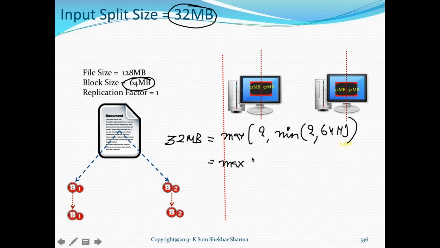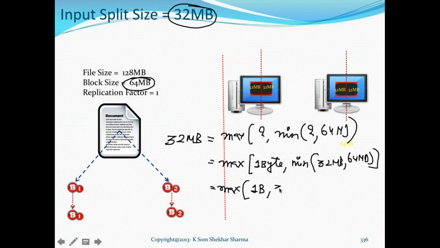So maximum of 1 byte, I can put here, comma, minimum of, I can put 32 MB, 64 MB. Maximum of 1 byte, comma, the minimum would be 32 MB here, and this would be 32 MB. So what did I change here is the maximum split size. So we have to set for this particular case the maximum split size as 32 MB.